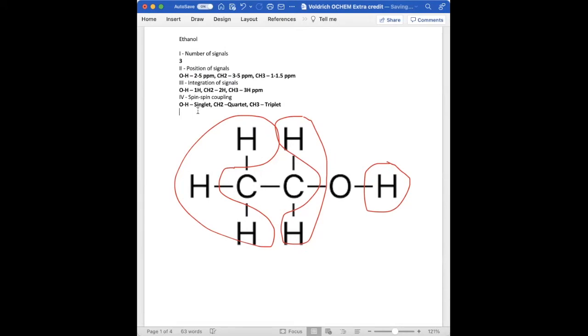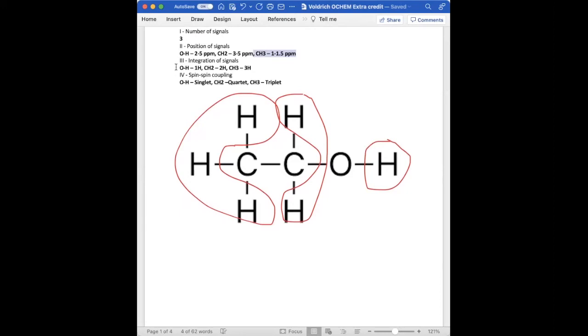Now that we know these 4 things, we can interpret an NMR spectrum and learn how to find the same things from the other direction. Because we know there will be 3 total signals. The OH will be from 2 to 5, the CH2 will be from 3 to 5, and the CH3 will be from 1 to 1.5. Next, we'll look at the integrations, and we can see that the OH only has 1 hydrogen because it has only 1 hydrogen on the oxygen. The CH2 has 2 hydrogens because there's only 2 hydrogens, and the CH3 has 3. We'll know that OH is a singlet, CH2 will be a quartet, and CH3 is a triplet because of their neighboring hydrogens.